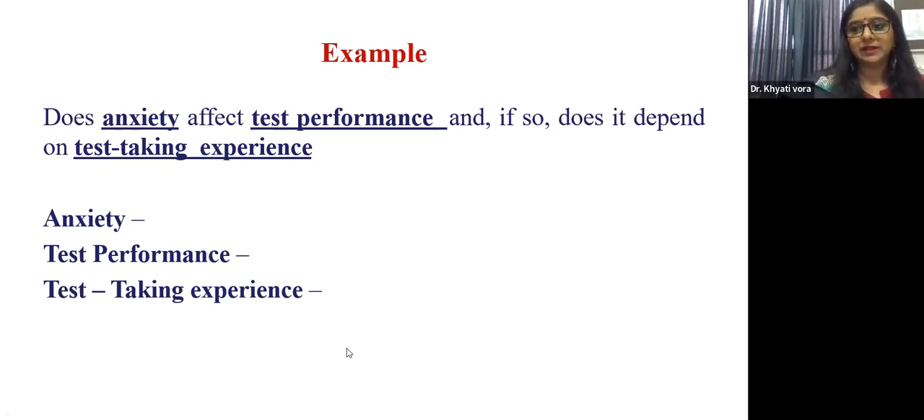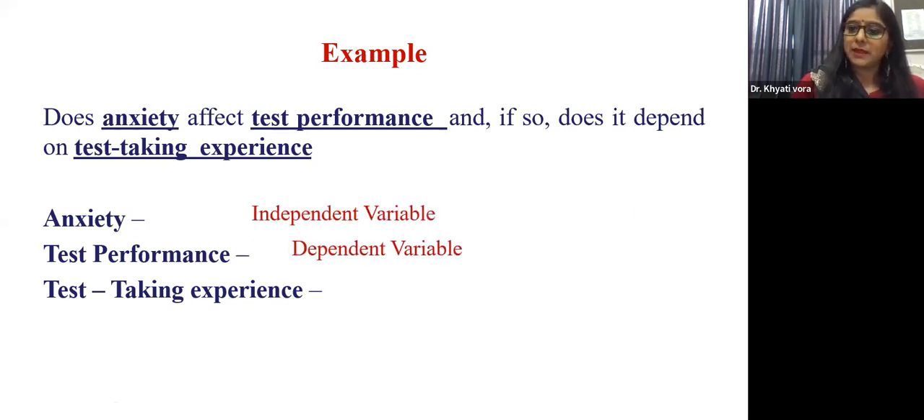Which is IDV? IDV, excellent, is anxiety. Which is DV? Which is the dependent variable? Perfect. And the leftover is the mediator? Perfect. Independent variable is anxiety, dependent variable is test performance, and the mediator is test taking experience.